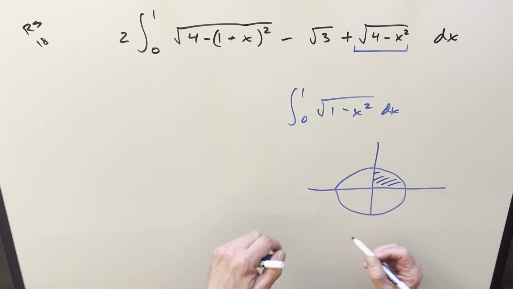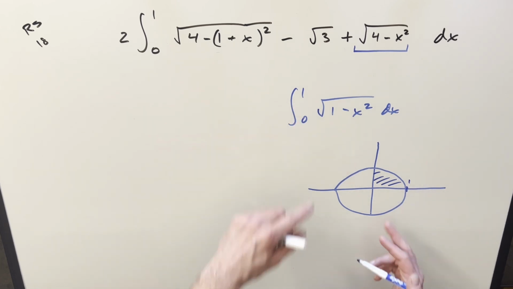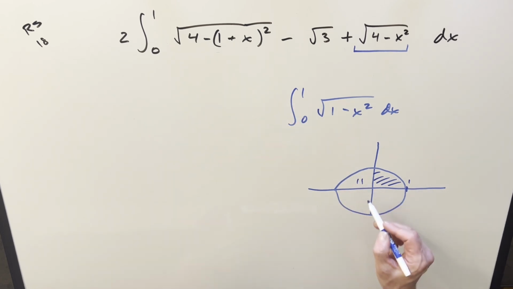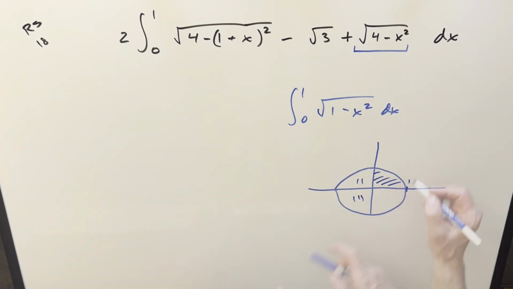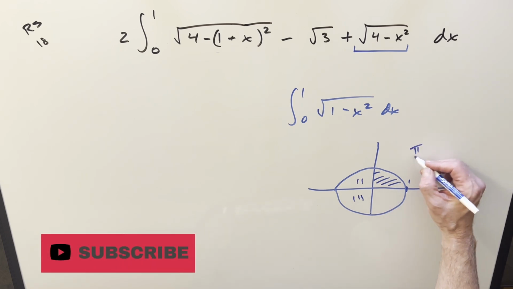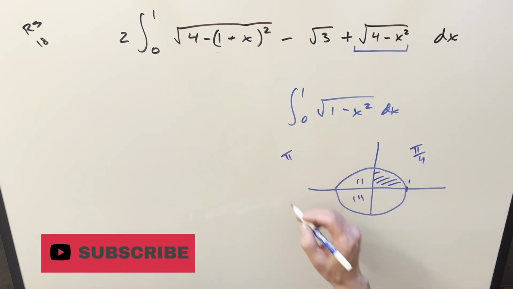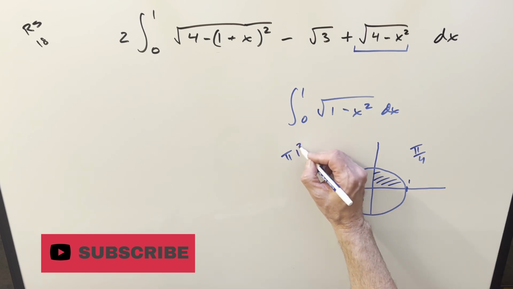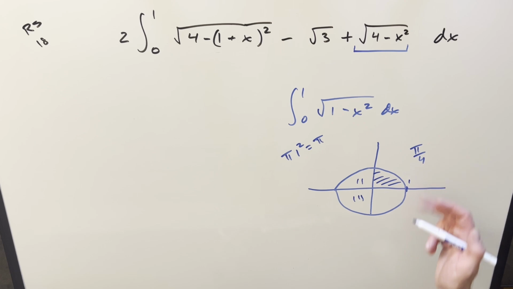The reason is because, let's say this point here is 1. Our bounds go from 0 to 1. So we don't want the second quadrant or the third quadrant. And the reason we don't want the fourth quadrant is because the square root's always positive. So this region right here would just be pi over 4 because the area of the whole circle would be pi r squared when the radius is 1. Pi times 1 squared is just pi, and we're just taking 1/4 of it.